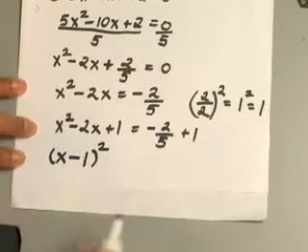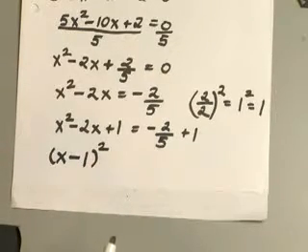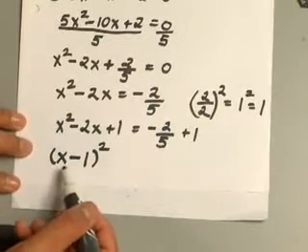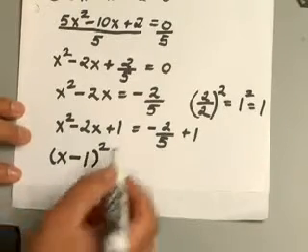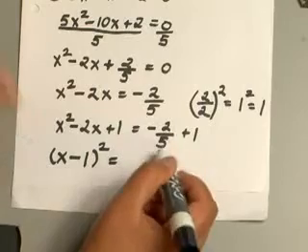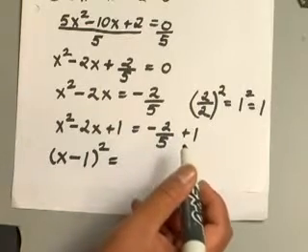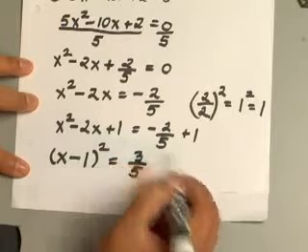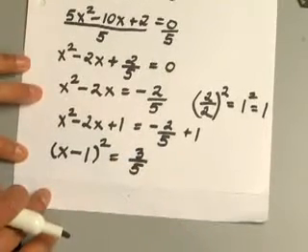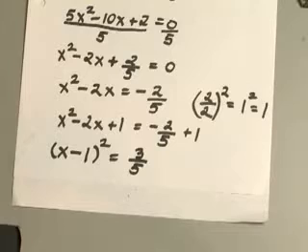Okay, let's go ahead and factor our left hand side, and this will factor into (x minus 1) squared. And again, if you're not sure, go back and FOIL x minus 1 times x minus 1 and see if you end up with this expression. And negative 2/5 plus 1 will give you 3/5.